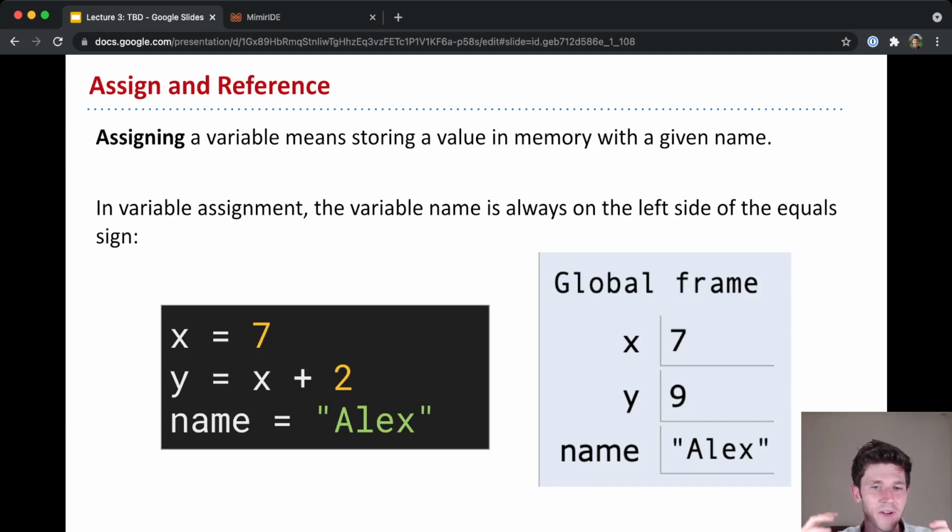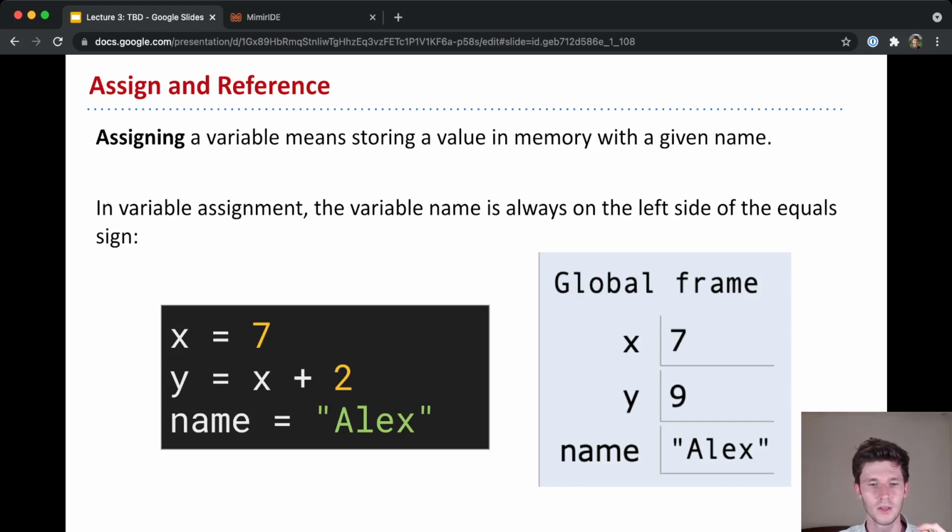And in variable assignment, you can tell what's being assigned to and what the value is based on what side of the equal sign it's on. So on the left side, we always have the variable name that's being assigned to. And on the right side, we always have the value that's being assigned to that variable.